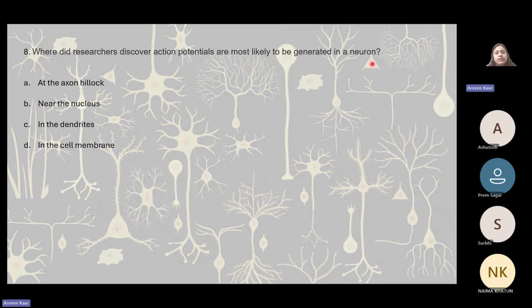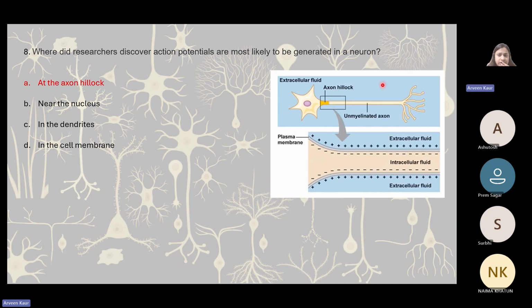So then the next question is, where did researchers discover action potentials are most likely to be generated in a neuron? Right, so again, this is something we have already discussed last time. Was it at the axon hillock, or near the nucleus, or in the dendrites, or in the cell membrane? Right, so it is most likely to be generated in the axon hillock.